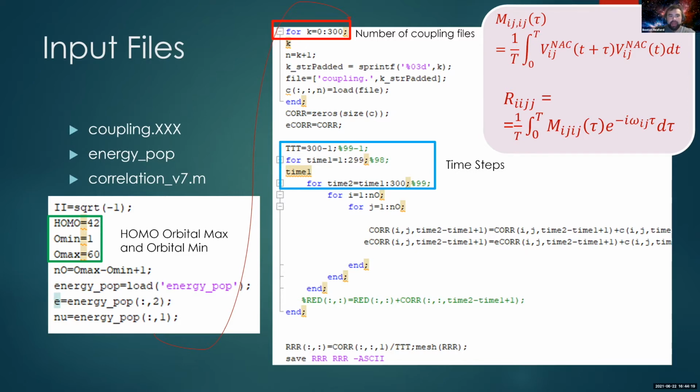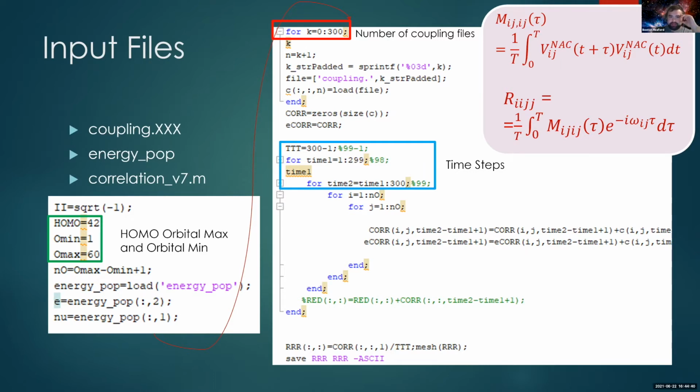And then after that, in this for loop, you should be changing the loop to go between all of your coupling files. So I had from 0 to 300 here. And just below the red box are a couple things that I had to change around to just get the script to stop yelling at me.